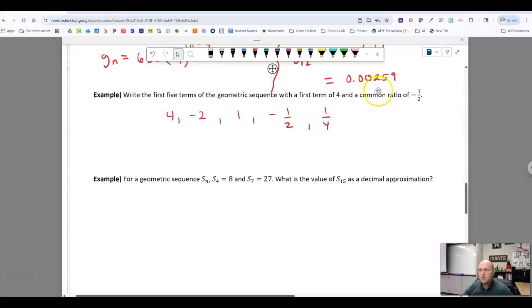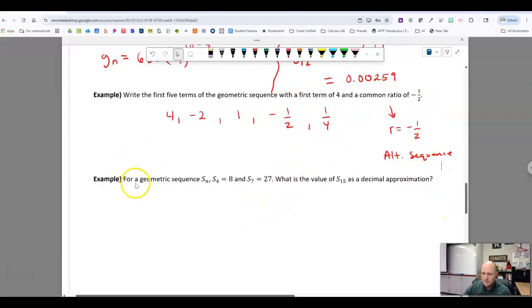Kind of a cool thing that comes from a negative ratio is that you're going to get what's called an alternating sequence. But this will never be a function. It will never be a function. Only discrete values because it bounces. Okay, so you're not going to get a function there.